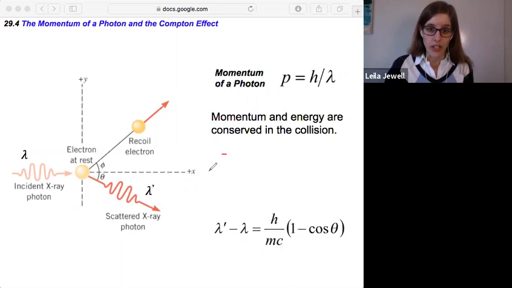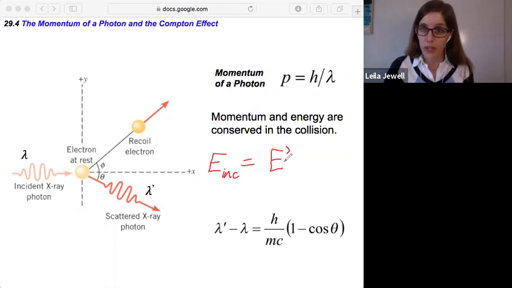So if we have some energy of the incident photon, then that's going to have to be equal to the energy of the scattered photon, which we're going to note with an apostrophe or a prime symbol to note that that's the scattered one, plus the energy that the electron has, which we can just write as kinetic energy.